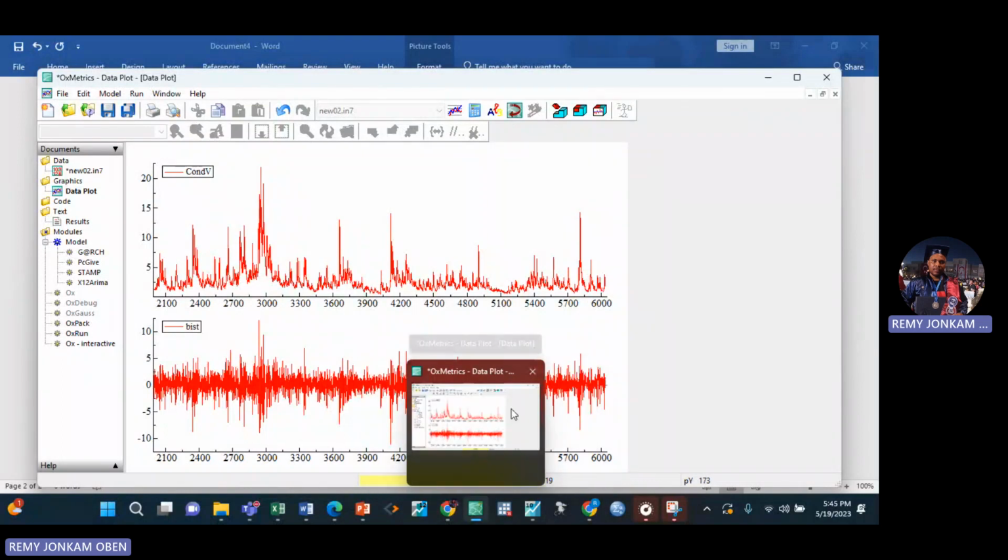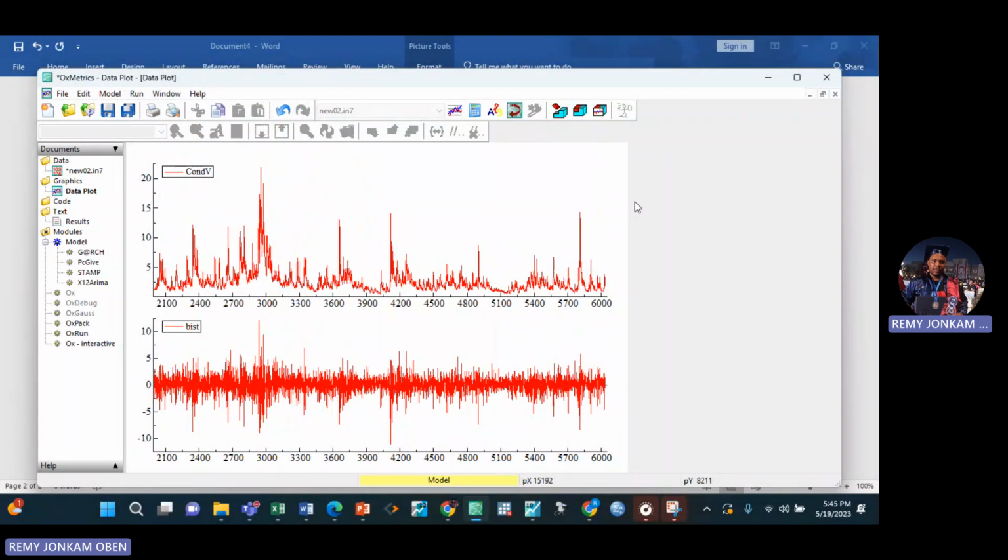So basically, I think that is it for today. Just to summarize, when you download your data, you have the prices. We don't use the prices. We are going to use the return series, and we'll import it to OxMetrics. And then the first thing is the properties of the data.